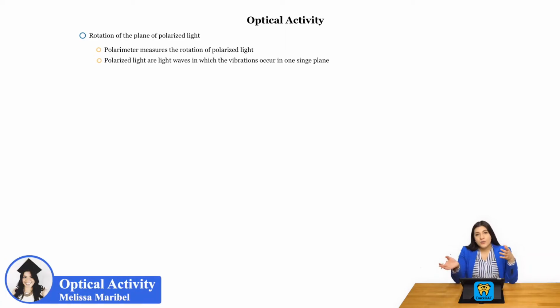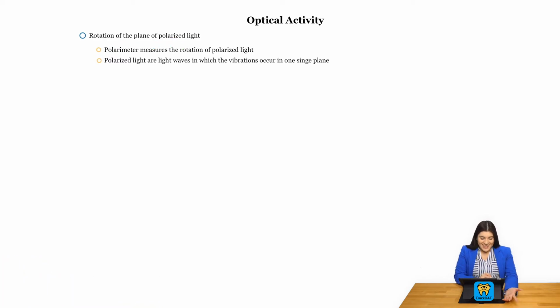When we're talking about optical activity, essentially what we're discussing is just the rotation of the plane of polarized light. Now, what does that mean? So what we're specifically looking at is something known as a polarimeter. What this does is it just measures the rotation of polarized light. So let's go into it.